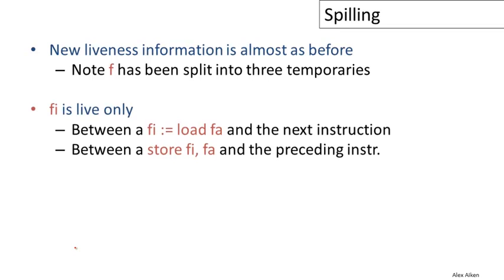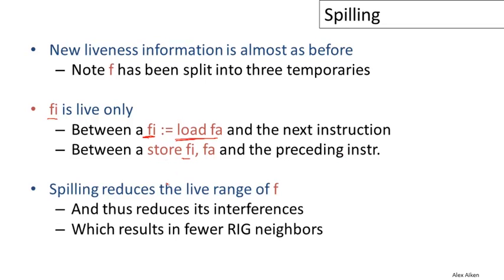And now notice that each of these new versions of f is live in a very, very small area. For a load instruction, the temporary that we're loading, fi, is live only between the load and the next instruction where it's used. And similarly for a store, the stored temporary fi is live only between the store itself and the preceding instruction, the one that created fi. And the effect of this is to greatly reduce the live range of the spilled variable.